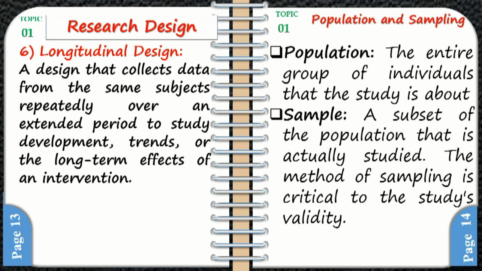For example, you are doing a study on effects of teachers. Then in that locality, like you are doing in Bungoma, all the teachers in Bungoma will be the population of interest for your study. Then we have the sample. This is a subset of the population that is actually studied.